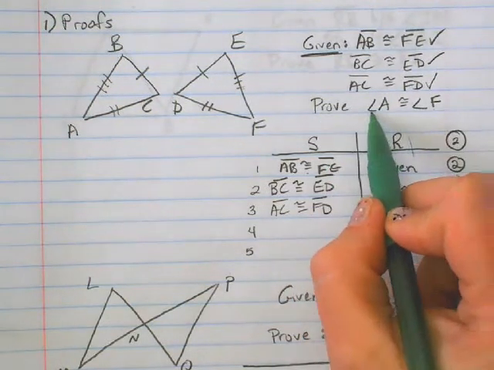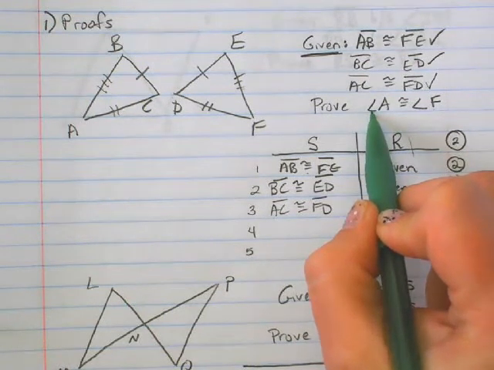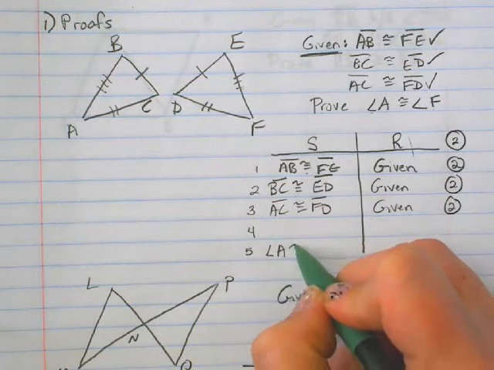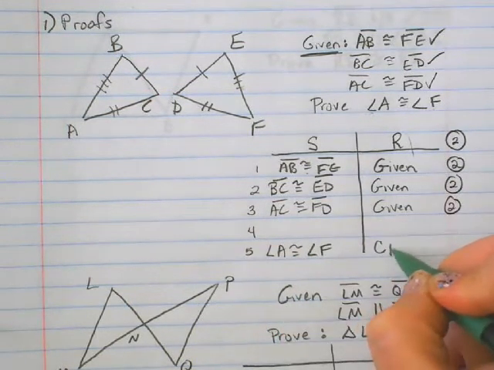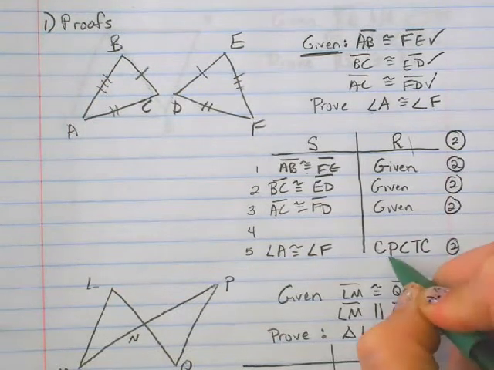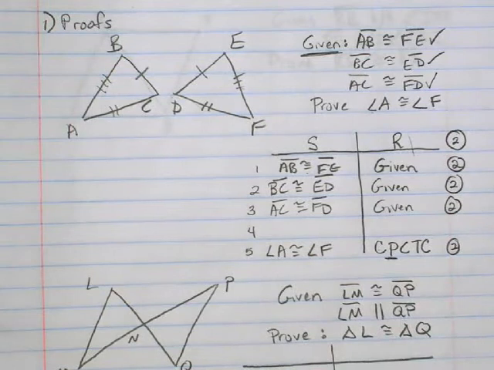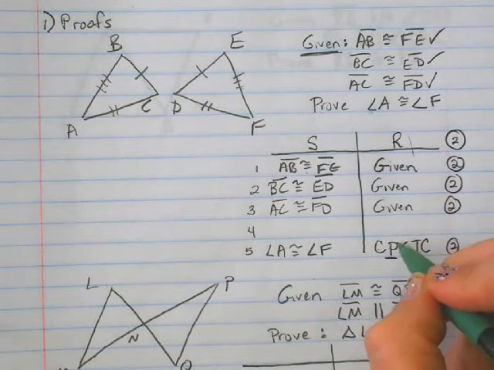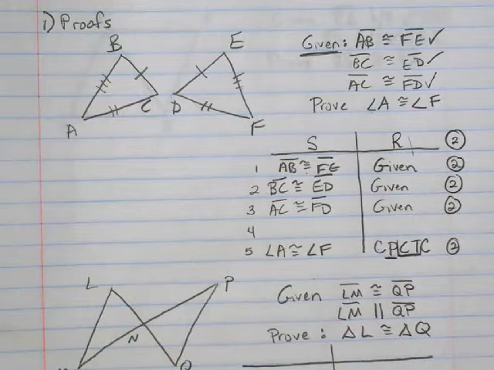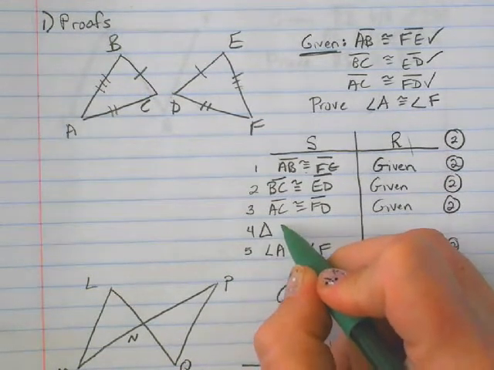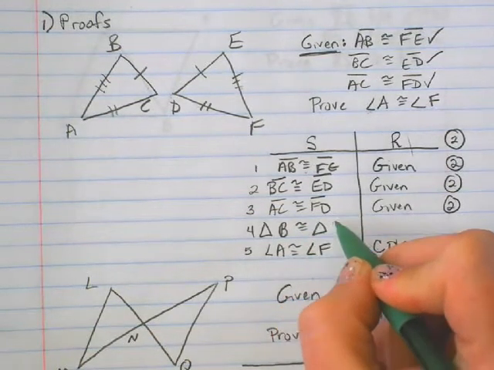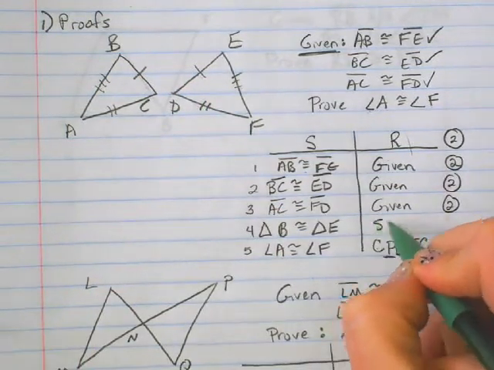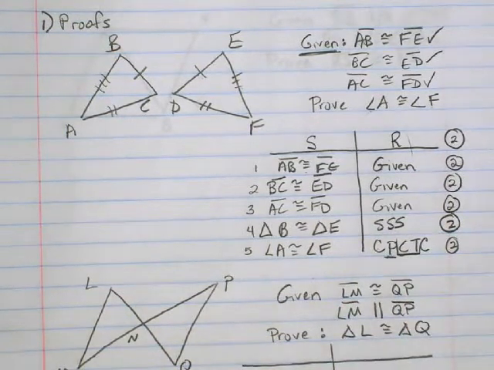What am I trying to prove? Is this an angle or a triangle? This is an angle, which is a part. That means this last step will go at the bottom, and it will be CPCTC. Corresponding parts of congruent triangles are congruent. The question is, what do I put here? Remember that the CT stands for congruent triangles. I must say that my triangles are congruent. Triangle B is congruent to triangle E because of what? If you said side, side, side, you are correct.